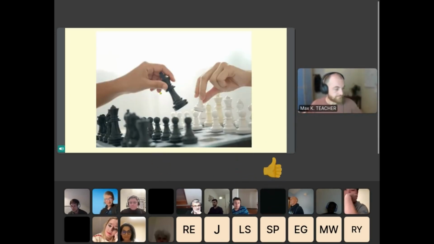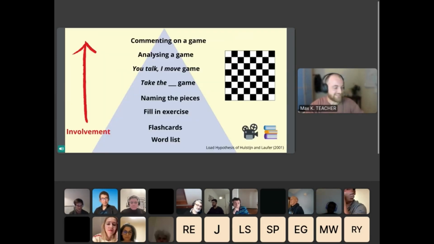So when you're more involved, you'll learn better. So let's take an example. Let's say that you want to learn the Dutch words for the chess pieces, okay? And you want to learn the words for king, queen, pawn, rook, bishop, knight, etc., right? According to the involvement hypothesis, these techniques are better or worse. So the involvement goes up.